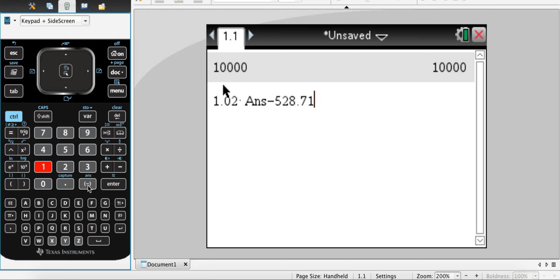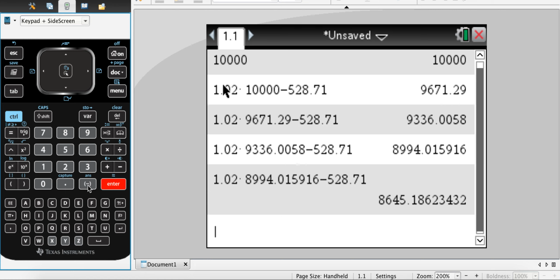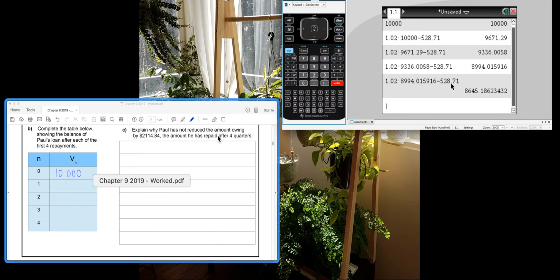528.71. Okay, so that is V1, so after one payment, V2, 3, and then V4, which is the one we needed to go to. With these, we'll of course round to 2 decimal places each time. So you'll see this one's going to become 0.19, 0.02, 0.01, and that one's obviously just 0.29. I'm going to enter them into the table now.